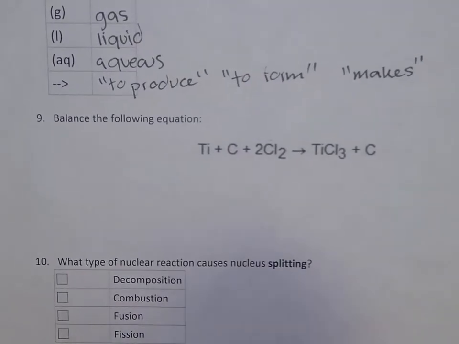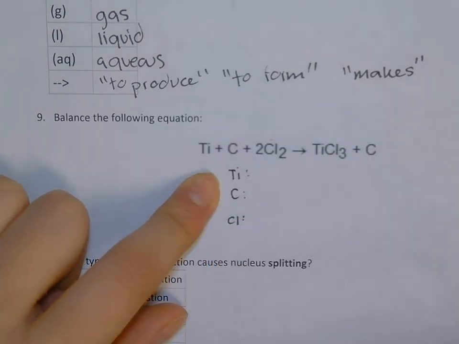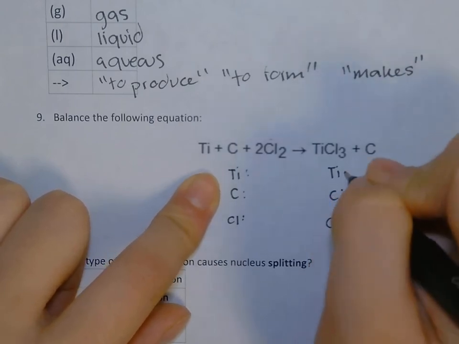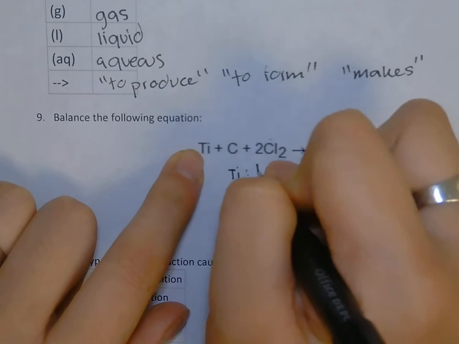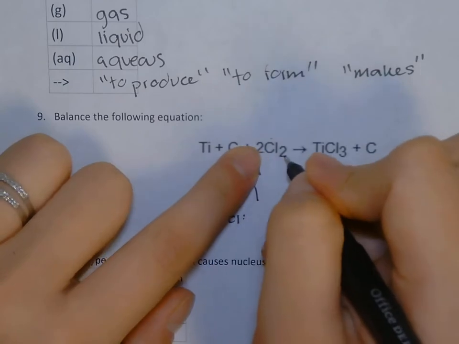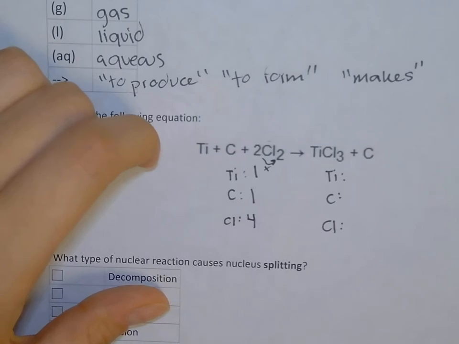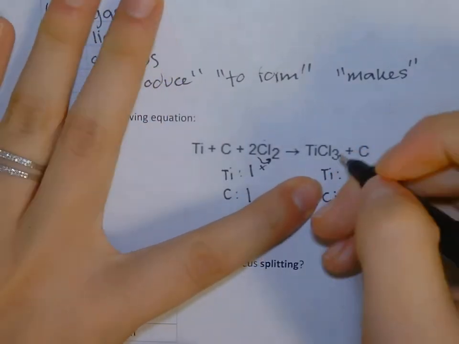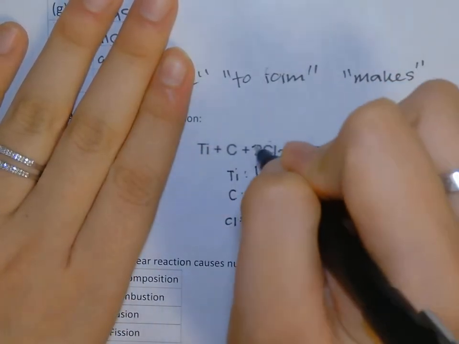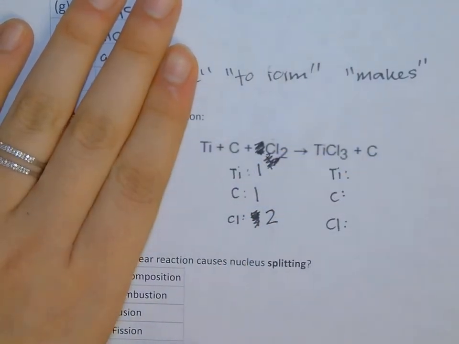Balance the following equation. So I have titanium, carbon, and chlorine on my reactant side. I have titanium, carbon, and chlorine on my product side. On my reactant side, I have 1 atom of titanium, 1 atom of carbon, and I have 2 times 2 is 4 atoms of chlorine. On this side, I have, wait, no, this is not supposed to be there. That's a typo. I will fix it in your handout. You won't even notice that. Boom, pretend that didn't happen. You have 2 chlorine atoms.